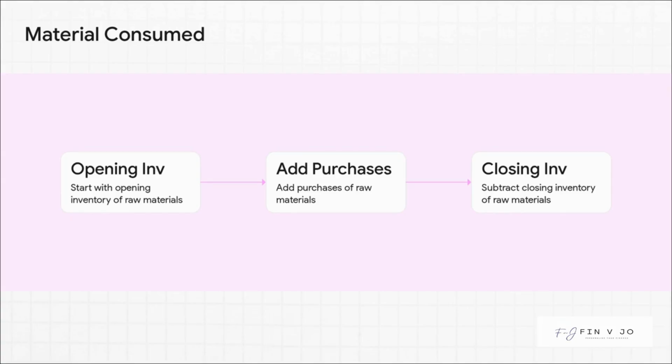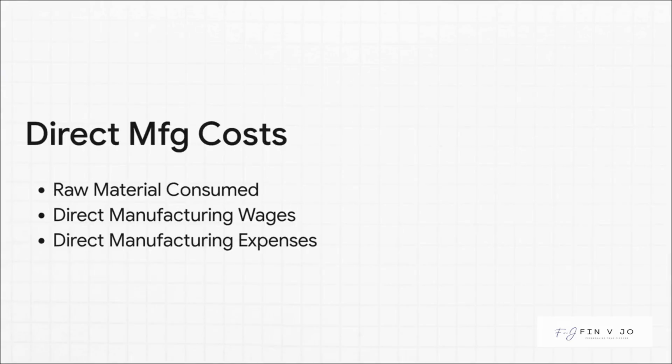Step 1. Start with what you already have sitting in the warehouse, your opening inventory. Step 2. Add any brand new purchases of raw materials you made during that period. And Step 3. Simply subtract whatever is left over at the end of the period, which is your closing inventory. Whatever number you're left with represents the exact value of the raw material physically consumed to make your products. Make sense?